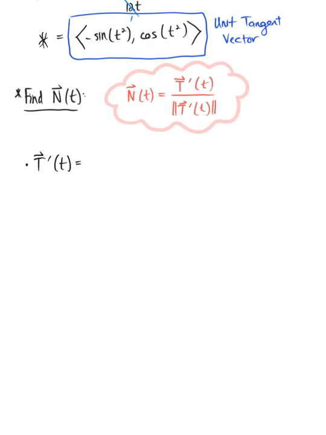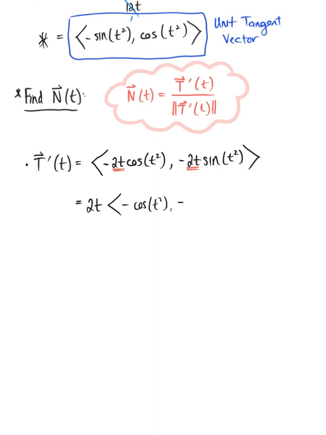So using what we found above, this leaves us with minus 2t cosine of t squared, and then we have minus 2t multiplied by sine of t squared. And again, we see we have a scalar multiple of 2t. So pulling that scalar multiple out, we're left with 2t times the vector negative cosine of t squared, minus sine of t squared. And we're now ready to go ahead and find the length of this vector. So we're finding the length of the derivative of our unit tangent vector.